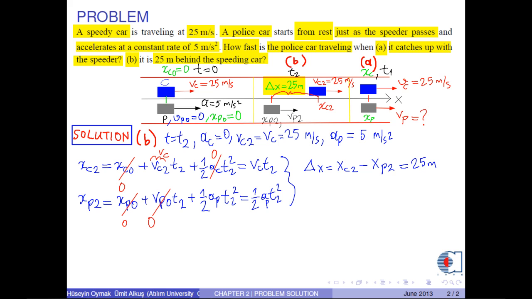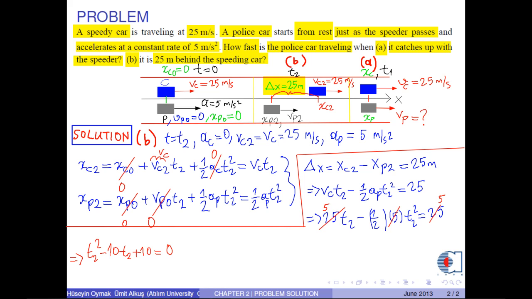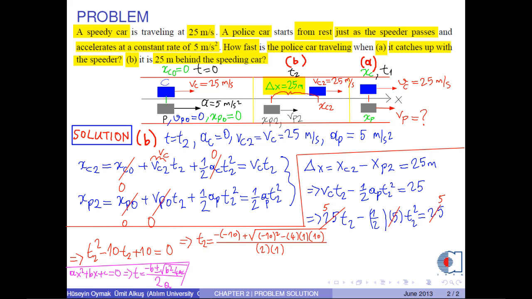If we put the corresponding expressions in this formula, we obtain VC times T2 minus 1/2 times AP times T2 squared, which is equal to 25. Since VC is 25 meters per second and AP is 5 meters per second squared, we obtain t squared minus 10 times t2 plus 10 equals 0, which is a second order equation in t. Consequently, the solution becomes 8.8730 seconds.